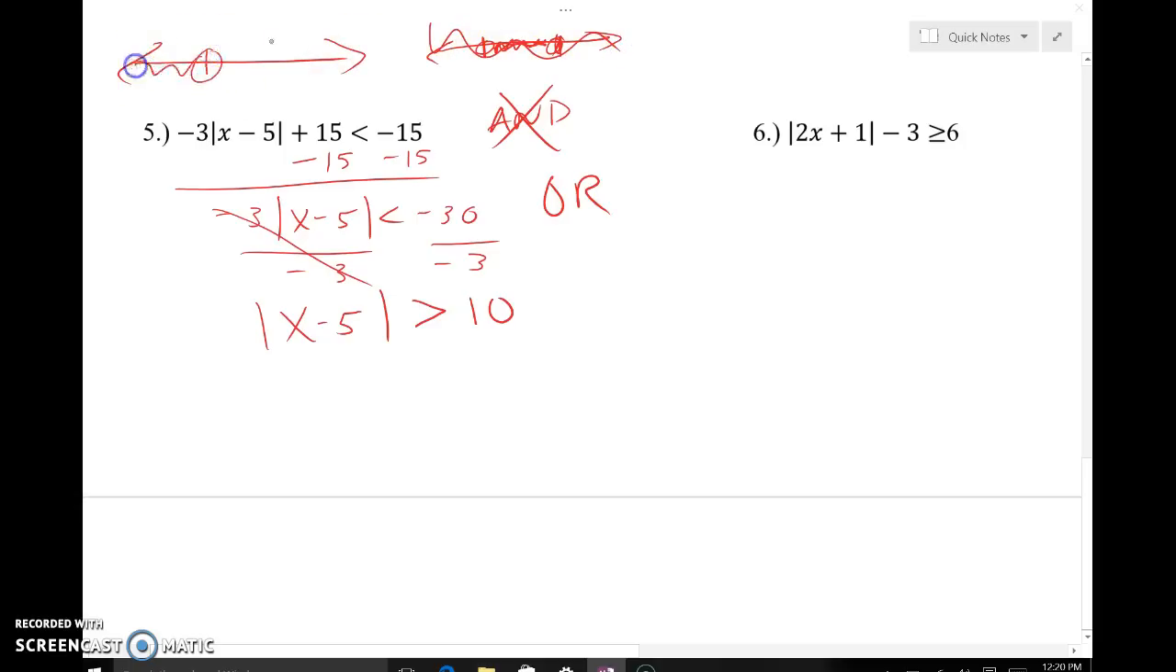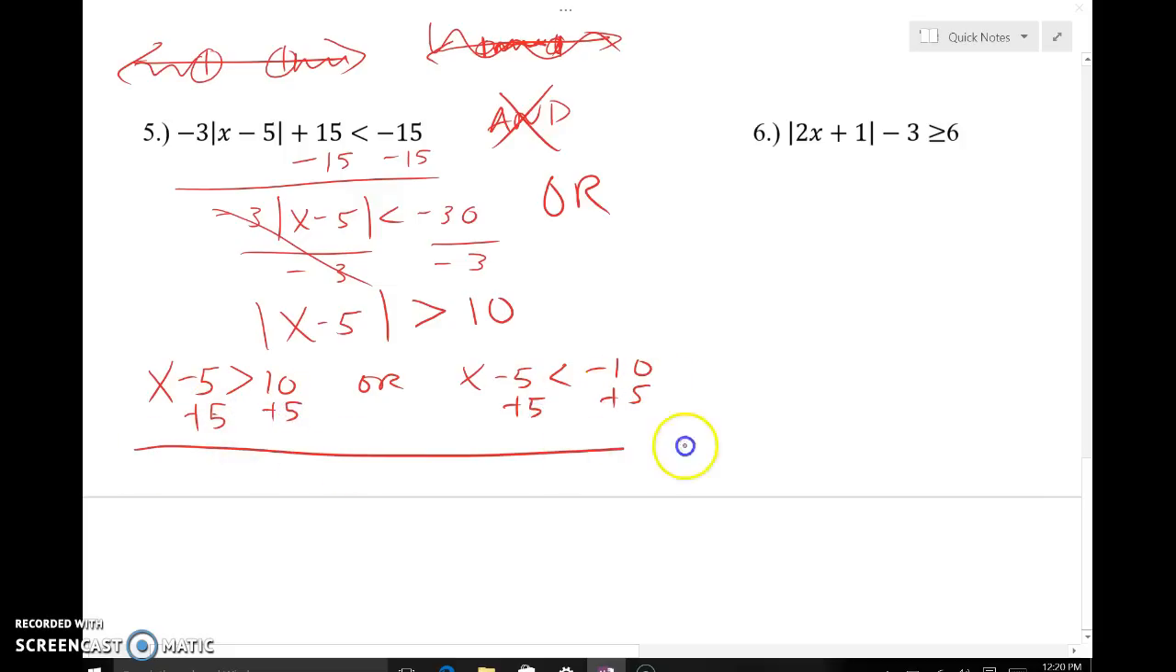So we'll finish this with this idea that our solution is going to look something like that. So x minus 5 is greater than 10, or x minus 5 is less than negative 10. Don't forget to switch the signs. Add 5, add 5, add 5, add 5. X is greater than 15, or x is less than negative 5.